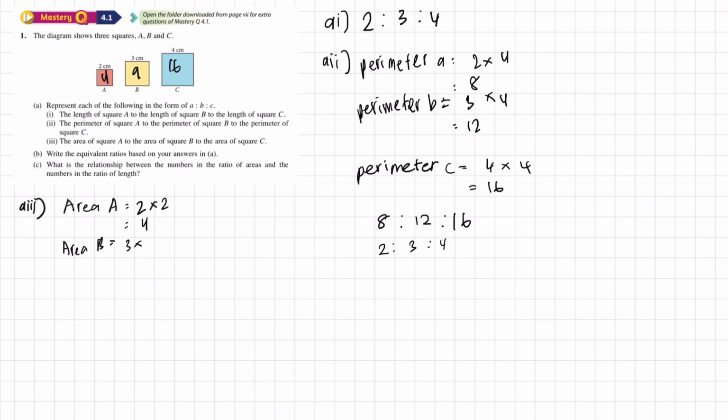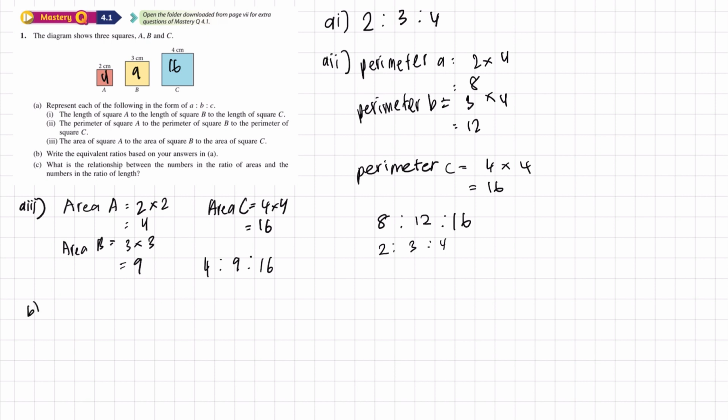Area B is 3 times 3 equals 9, and area C equals 4 times 4 equals 16. So the ratio is 4, 9, and 16. I believe we cannot simplify it with a common factor, so just let this be like this.